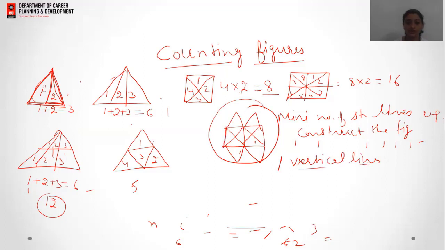So yes, 1, 2, and 3. 3 vertical lines are there. It means we require 3 vertical lines to make this diagram. Minimum 3 vertical lines. As we can see, horizontal lines are there, 1 and 2. It means horizontal. How many horizontal lines we required? That are 2. One on this side and one on this side.